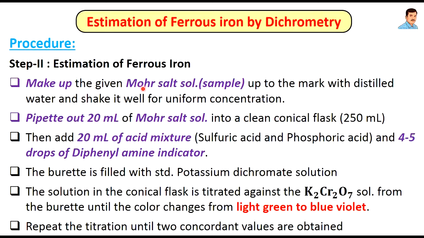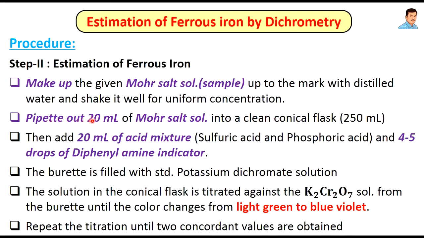Now the contents of the volumetric flask are shaken well for uniform concentration. Then from the prepared Mohr's salt solution, 20 ml is transferred into a clean 250 ml capacity conical flask with the help of a pipette.